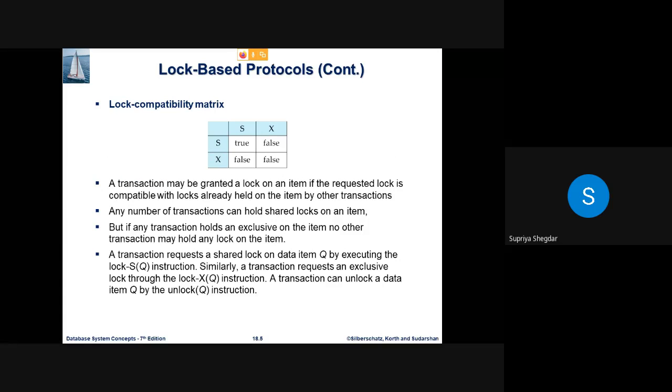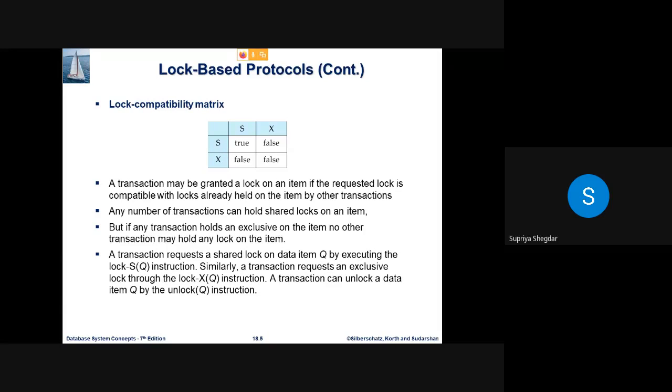Okay, now there is a lock compatibility matrix. Lock compatibility matrix means what? If two or more transactions are there, and one transaction has acquired the lock on the data item, and another transaction also requests the lock on the data item, then the concurrency control manager first checks the compatibility between the locks. If the compatibility of the lock is satisfied or it is allowed, then the concurrency control manager gives the lock to another transaction. So the transaction may be granted the lock on an item if the requested lock is compatible with the lock already held on the item by the other transaction.